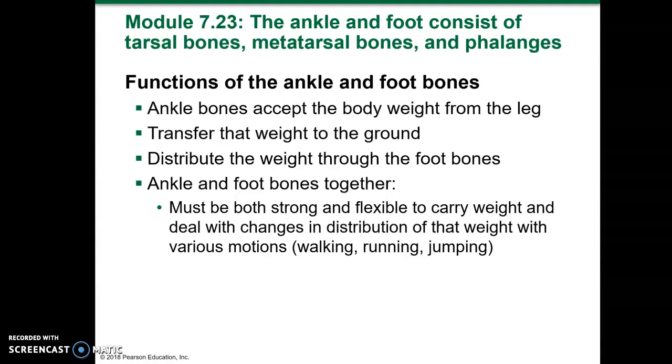The functions of the ankle and foot bones: they accept the body weight from the leg, they transfer the weight to the ground, they distribute the weight through the foot bones, and the ankle and foot bones together have to be strong but yet flexible to carry the weight, but to also allow a lot of movement and distribution of the weight.